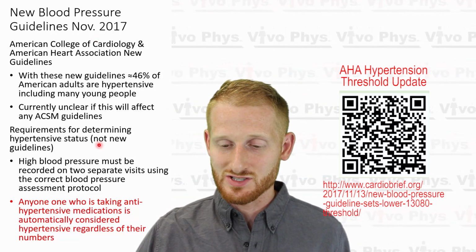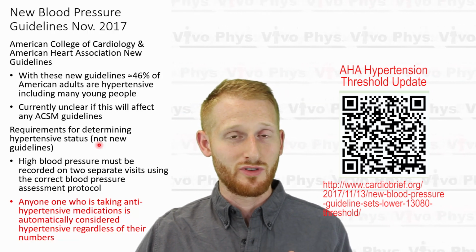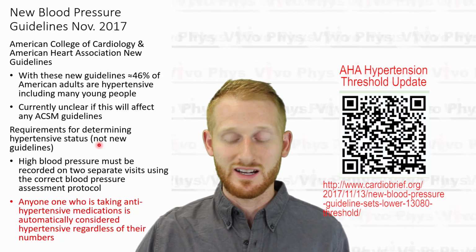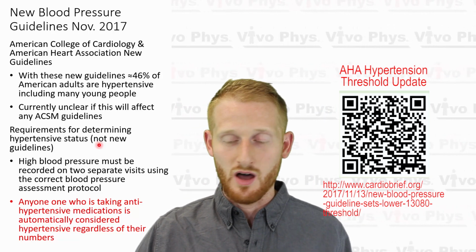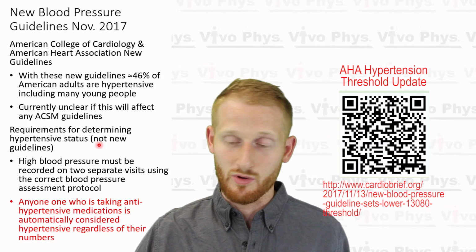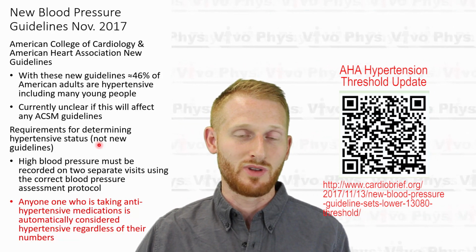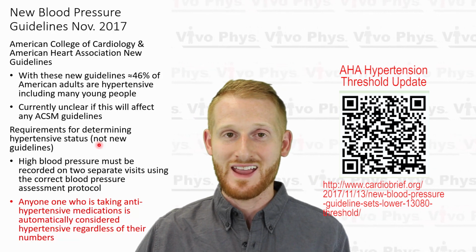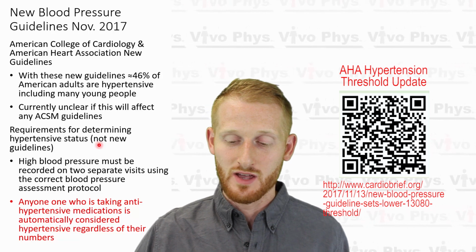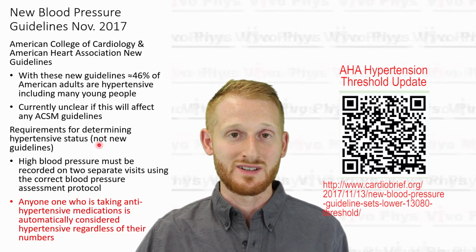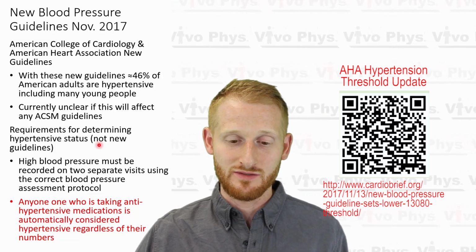So they did recently change the thresholds for hypertension. They dropped so that it's a little easier to be diagnosed as hypertensive now. If you have a systolic blood pressure equal to or above 130 millimeters of mercury, or a diastolic blood pressure equal to or greater than 80 millimeters of mercury, you now can be diagnosed as being hypertensive. In the past, it used to be 140 over 90. Again, now it's 130 over 80. So the threshold has dropped significantly.